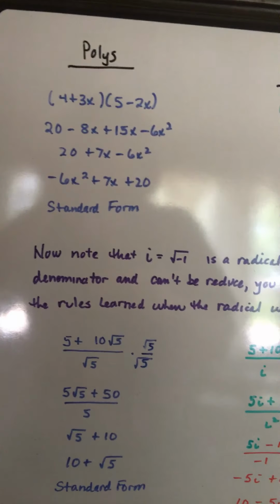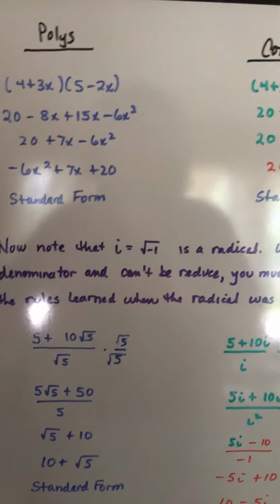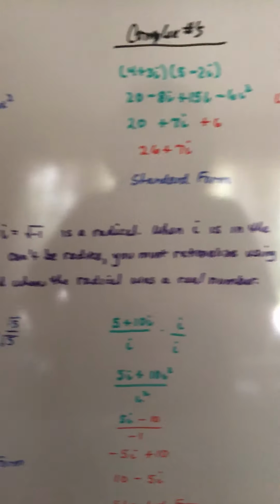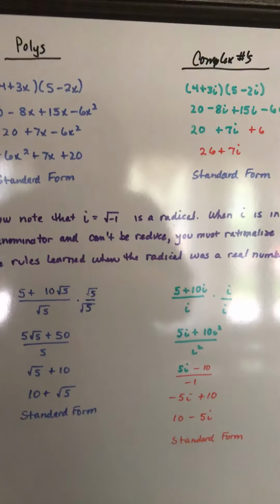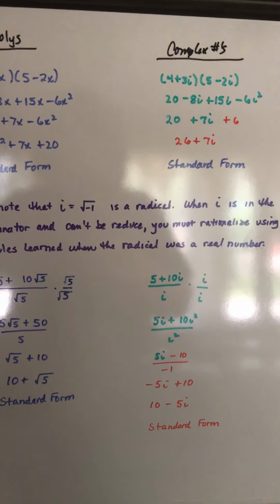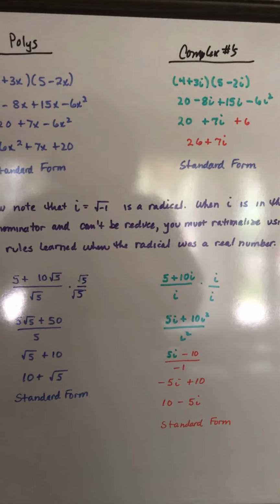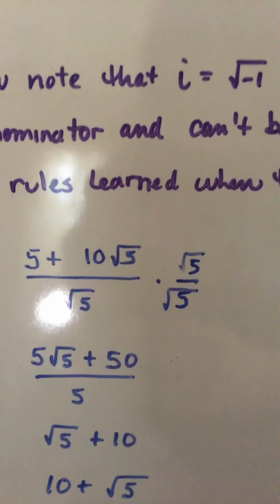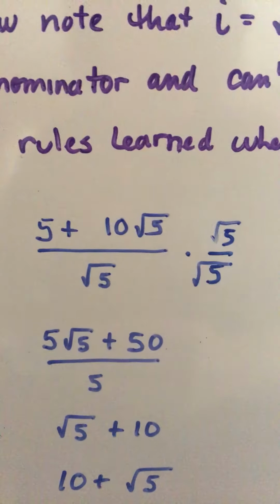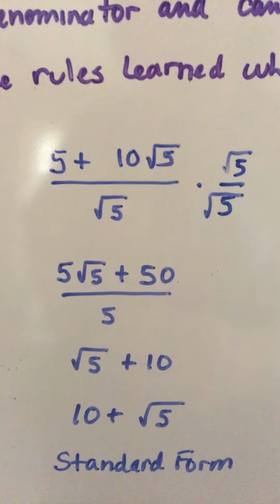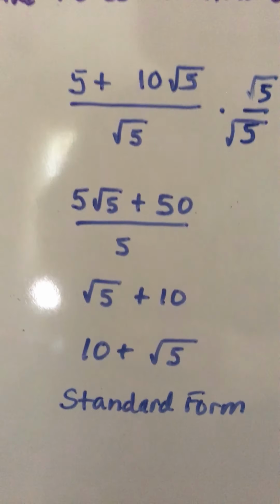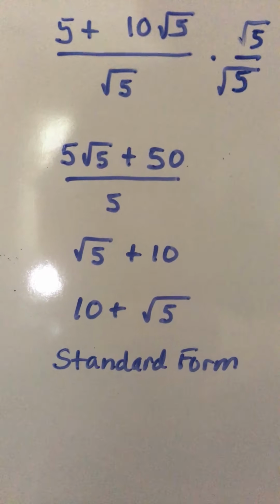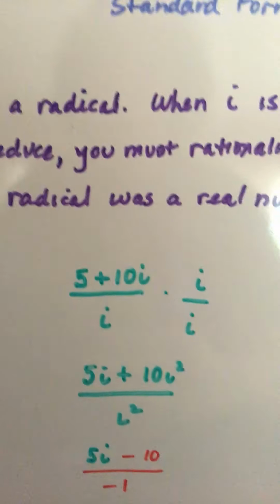Now, make a note of this, that the i is really a square root. It is a radical, albeit not a real radical, but it's a radical. So when i is in the denominator of your fraction and you can't reduce it, you must rationalize using the rules you did with real numbers. So reviewing, I see a square root 5. I'm going to multiply by square root 5 over square root 5. I get this answer. I simplify. Standard form is always to put the radical second, so I rewrite it as 10 plus root 5.